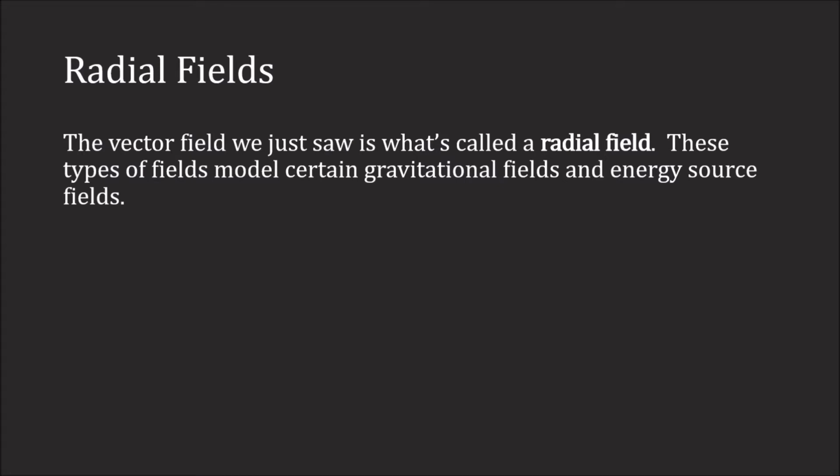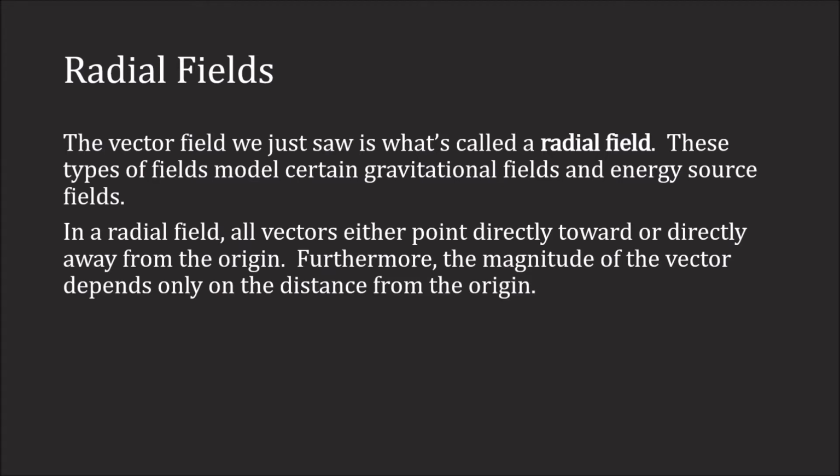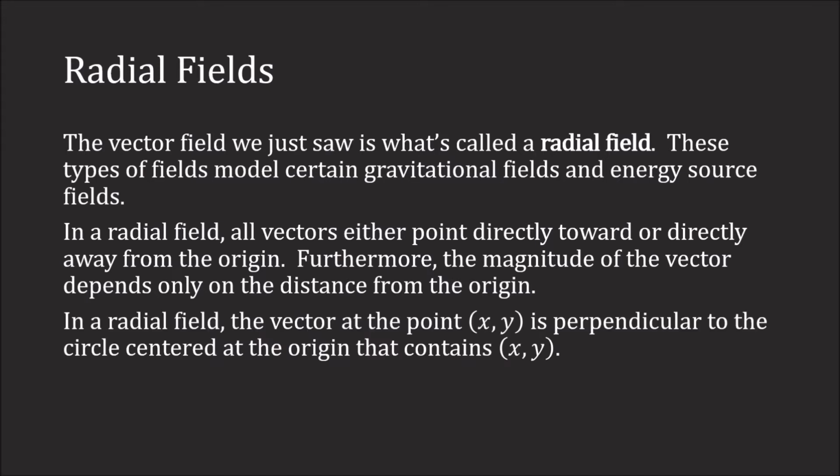These types of fields model certain gravitational fields as well as energy source fields. In a radial field, all the vectors either point directly toward or directly away from the origin. Furthermore, the magnitude of the vector depends only on the distance it is from the origin. In a radial field, the vector at the point x, y is perpendicular to the circle centered at the origin that contains the point x, y.